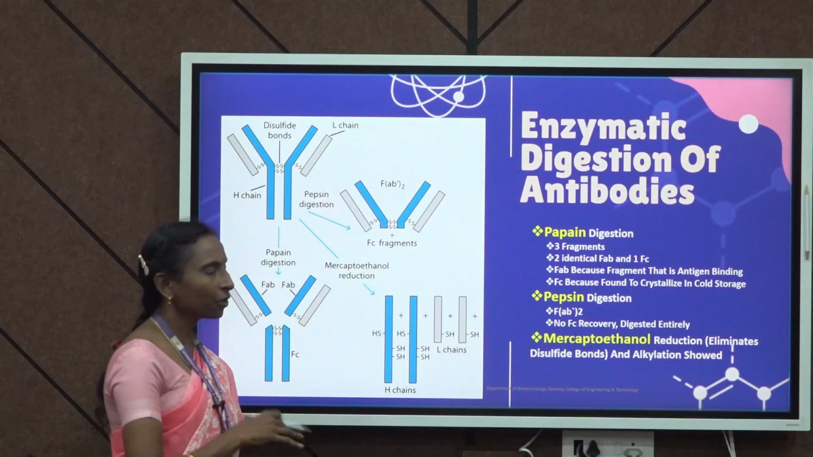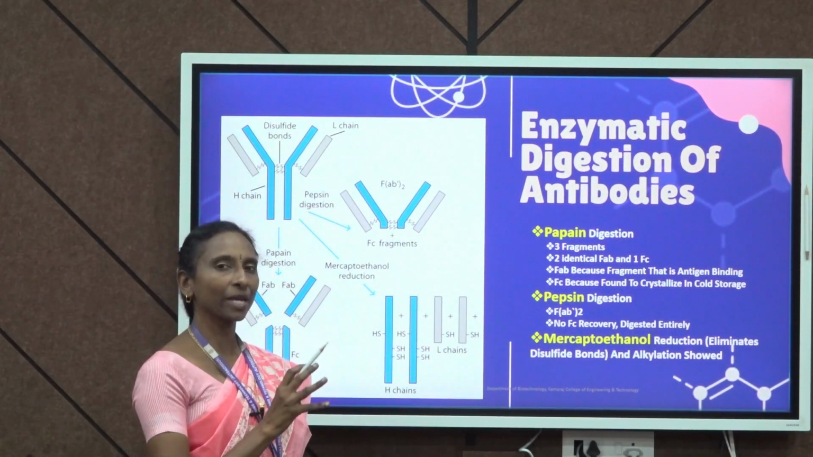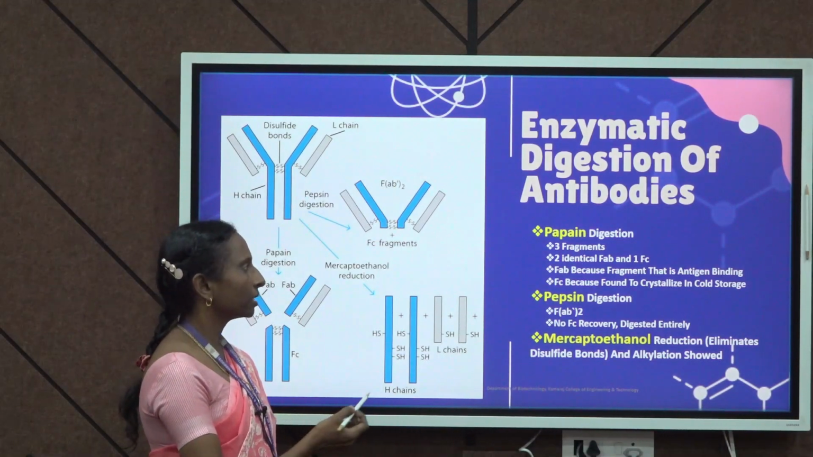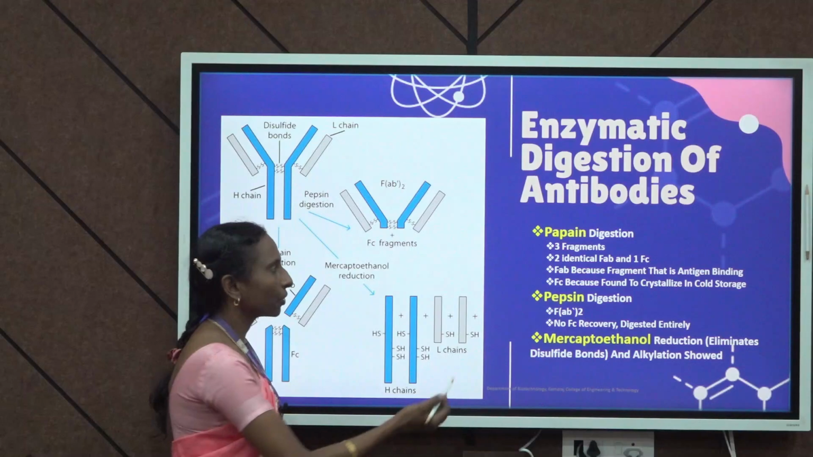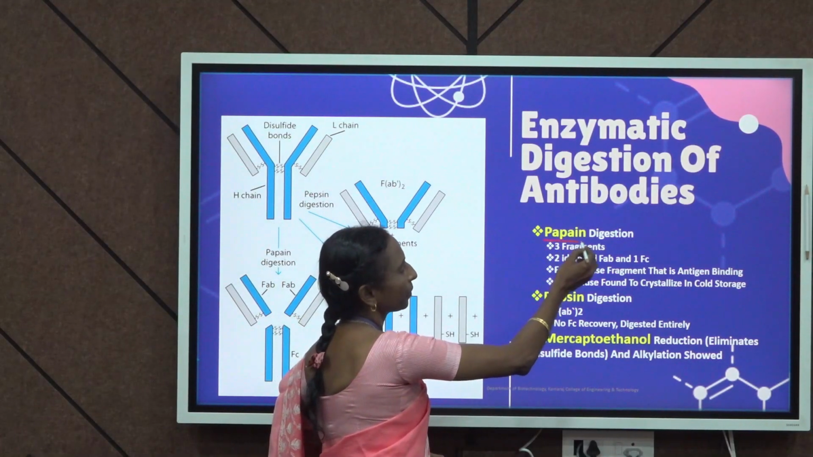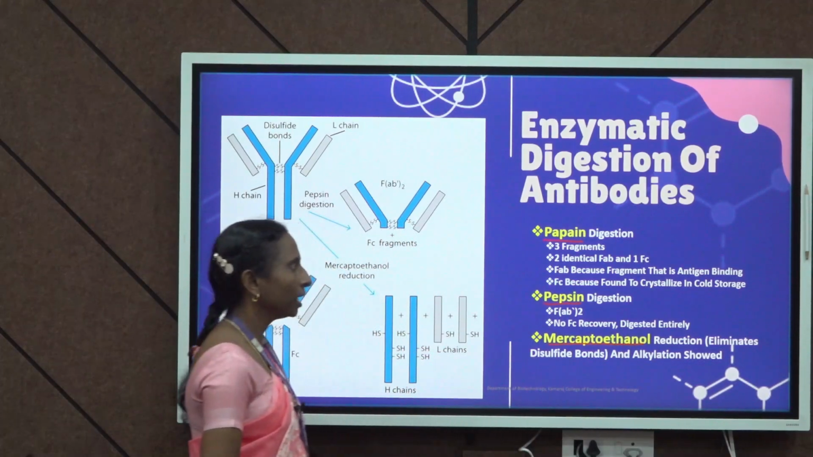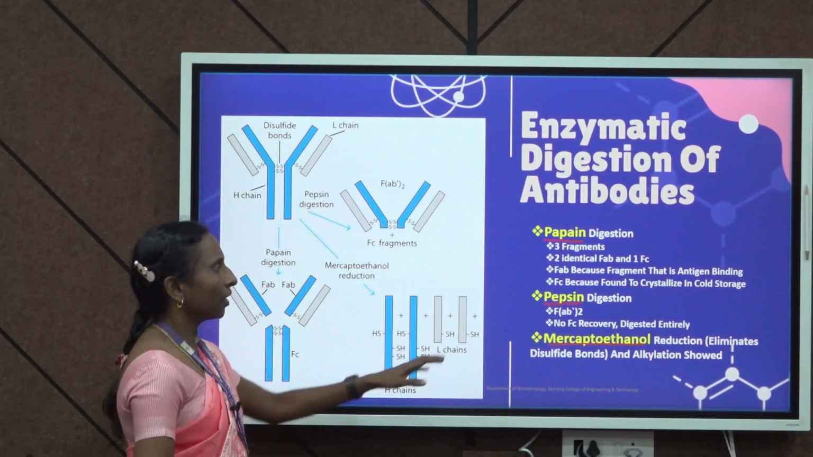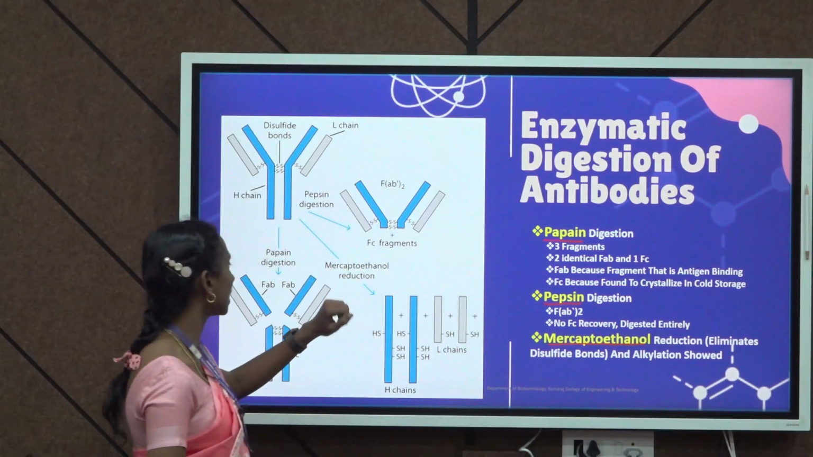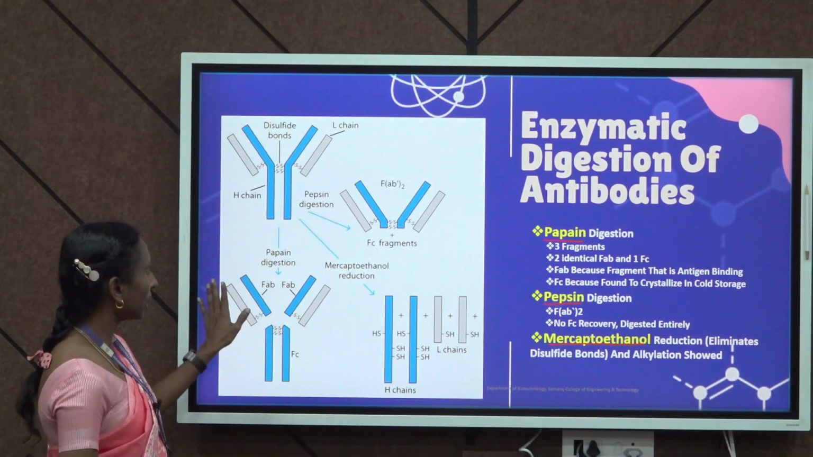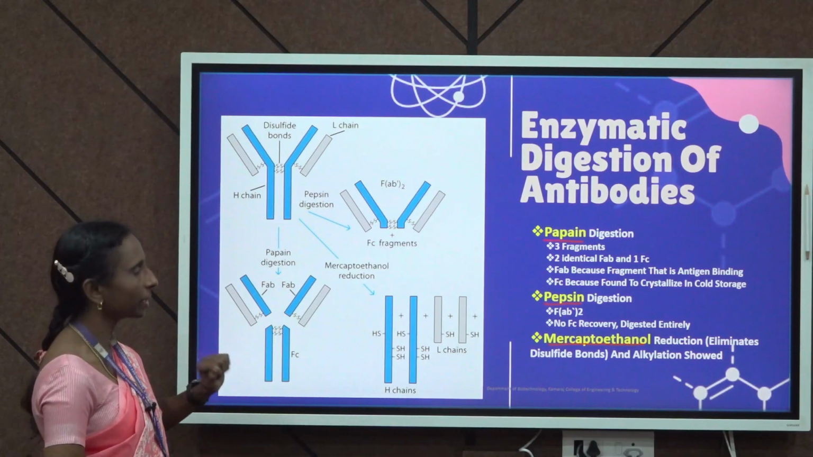Before we delve into the structure in detail, a very important aspect with respect to antibodies is digestion of the antibodies with different enzymes. If you see with papain and with pepsin and in the presence of mercaptoethanol, the results are quite different. When papain is used for digestion of an antibody, you will see three fragments obtained. Out of the three, two are the Fab and one is the Fc fragment.